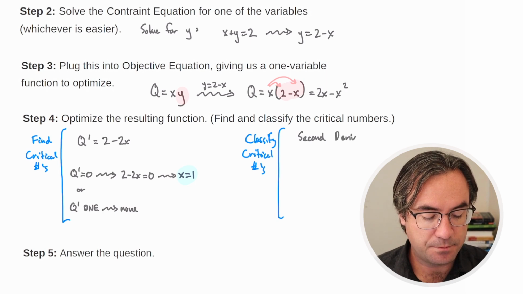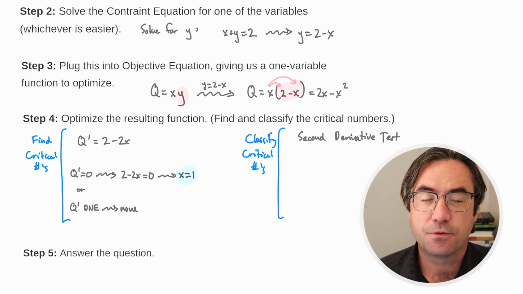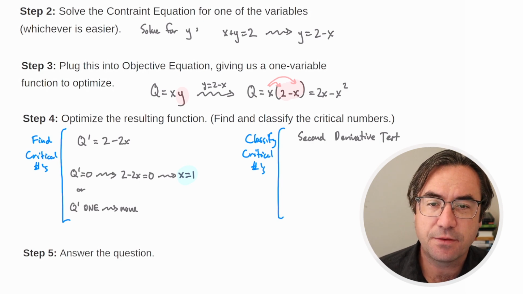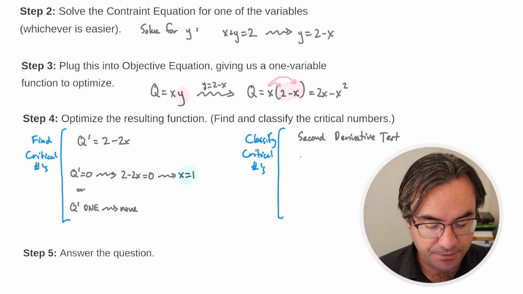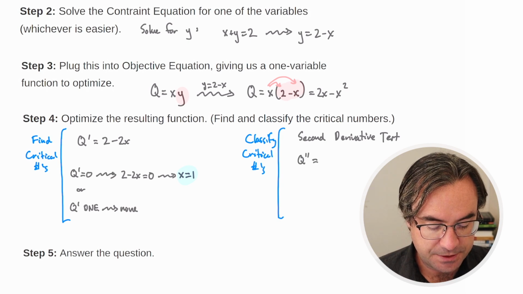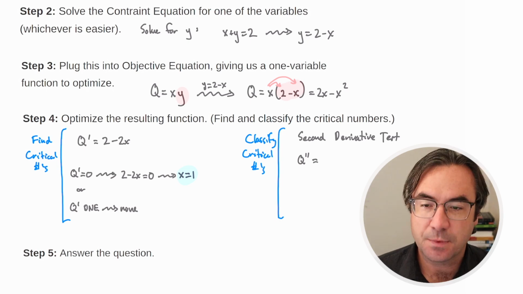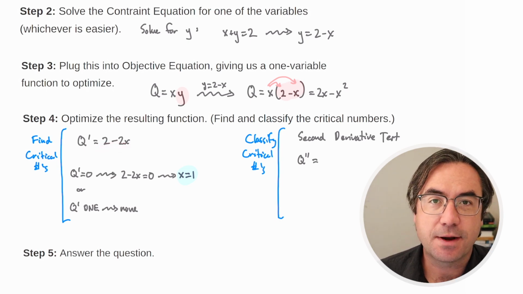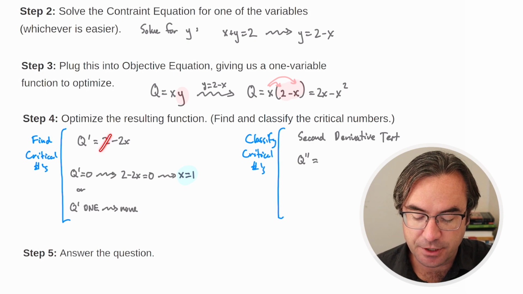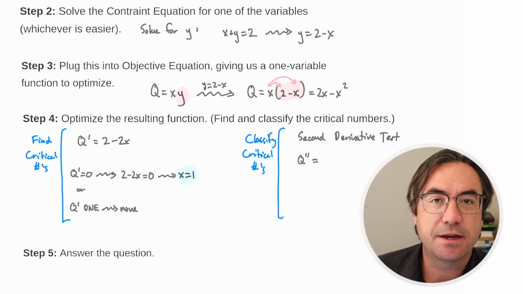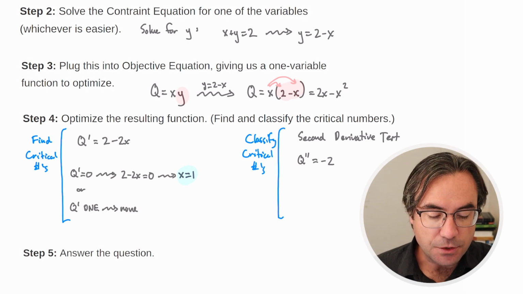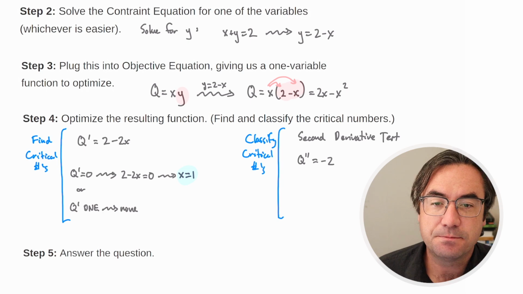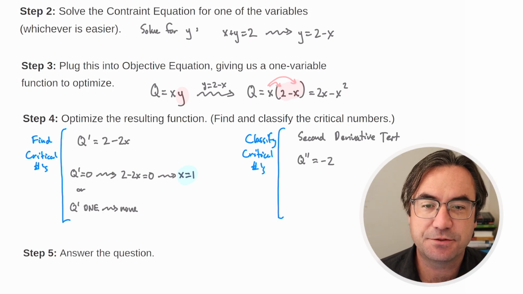And whenever we're doing one of these tests, write down the name of the test that you're using. So first derivative test or second derivative test. So write down the name. And like the name suggests, we're going to need the second derivative. So let's calculate q double prime. And we go over to q prime. We want to differentiate again. So derivative of 2 is just going to be 0. And then the derivative of the negative 2x is just negative 2. So what we find here is that the second derivative is equal to the constant negative 2.